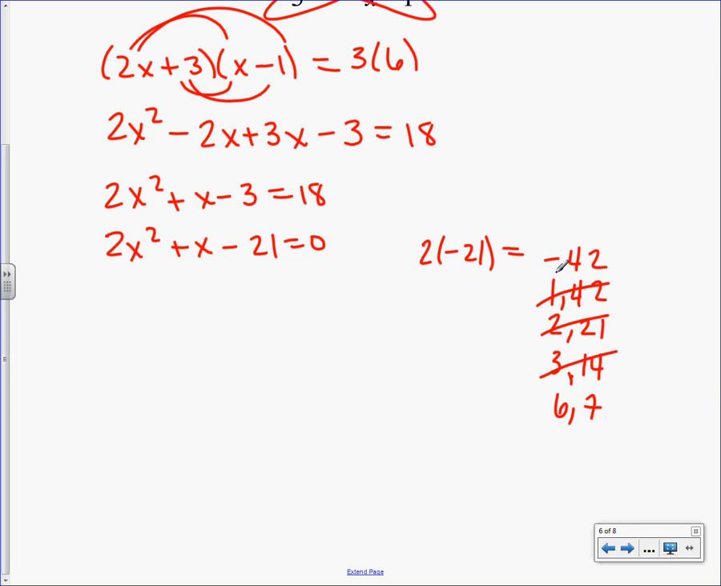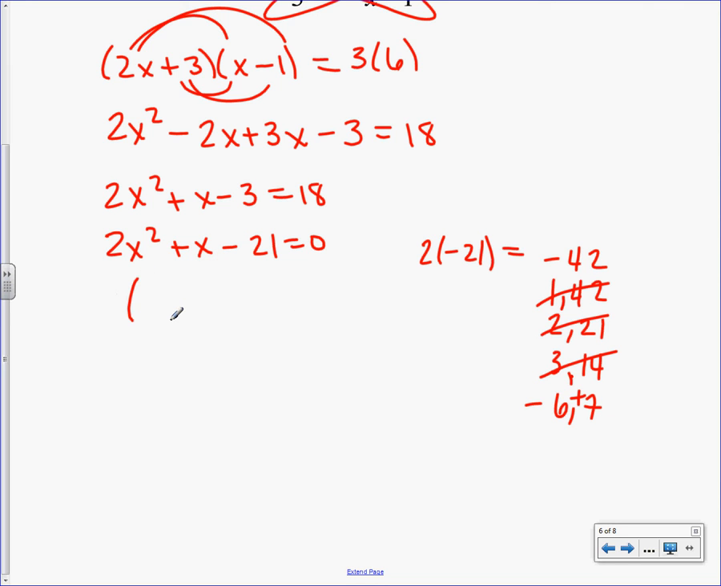So again, multiply to a negative, so they have to be opposite signs. One has to be negative, one has to be positive. Add to a positive. So if it needs to add to a positive, the bigger number has to be positive. Is that okay? All right. So this multiplies to negative 42, and it adds to positive 1.